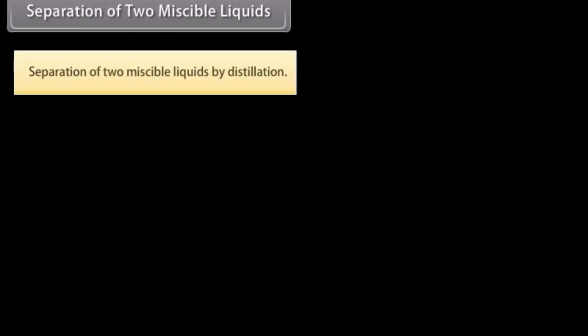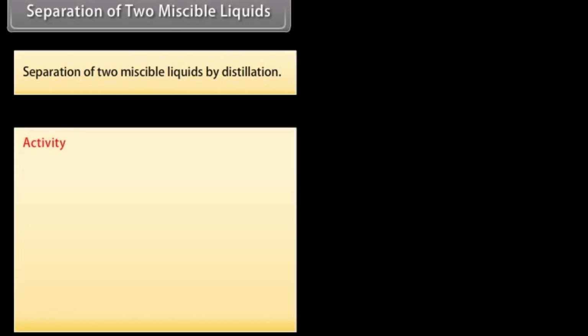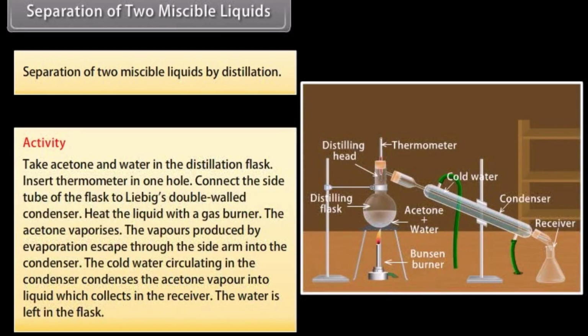Separation of two miscible liquids. Separation of two miscible liquids by distillation. Activity. Take acetone and water in the distillation flask.